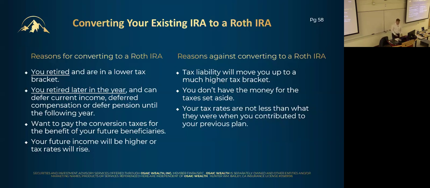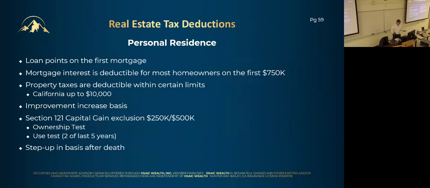Yeah, exactly. Okay, so we'll just run through a couple real estate things that we'll talk about. So obviously on that personal residence, loan points on the first mortgage will be a nice little deduction you can get. Mortgage interest is deductible for most homeowners on the first $750,000 of home acquisition mortgage. That's not like taking out a refinance or like taking out a home equity loan and any of that fun stuff. It's just buying the house, first $750,000, all that interest is going to be deductible. Yeah, so it's the same across the board.